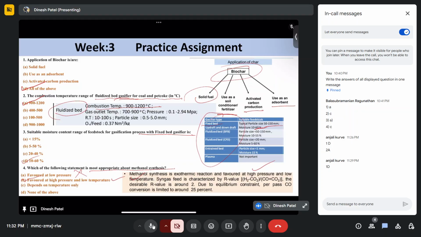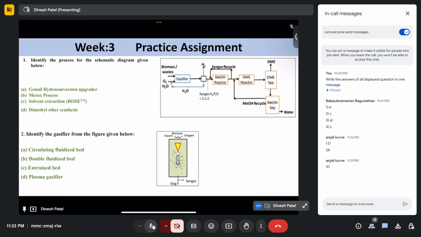So let's see the next set of questions. These are the two questions. We'll solve this in 2 minutes.